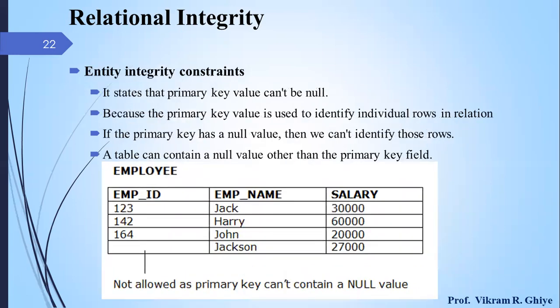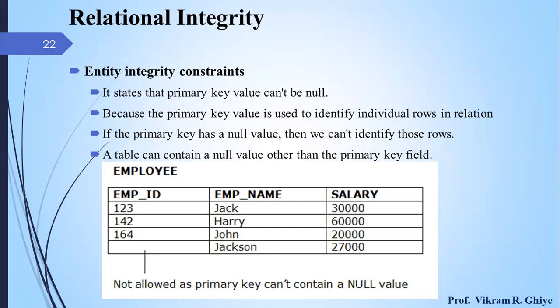Entity integrity constraint. What happens in entity integrity? It states that the primary key value can't be null. Whenever we assign a particular attribute as a primary key, the primary key should not be null, because the primary key value is used to identify an individual row in a relation. Primary keys play an important role in finding a particular row in the relation. If the primary key has a null value, then we can't identify those rows. It will be very difficult for us to find a particular row.